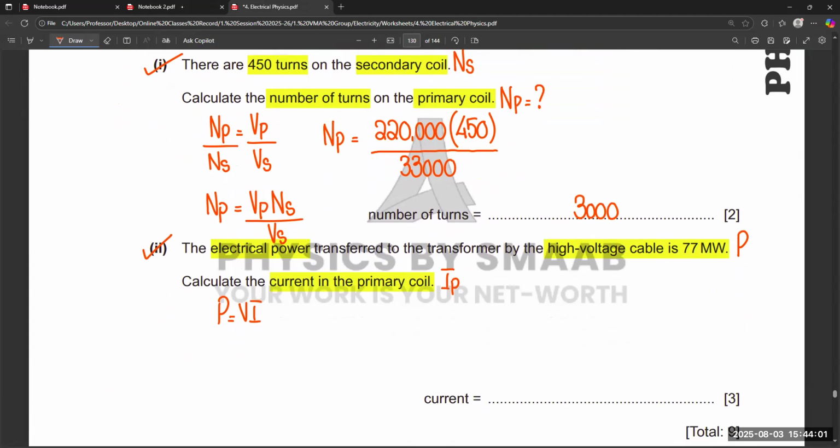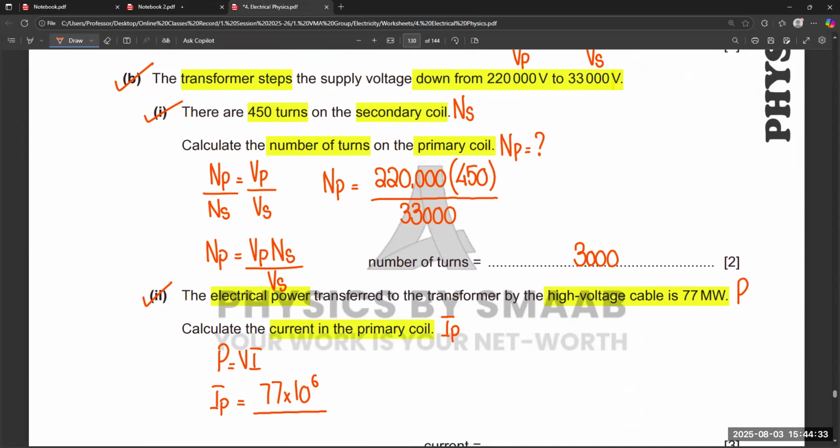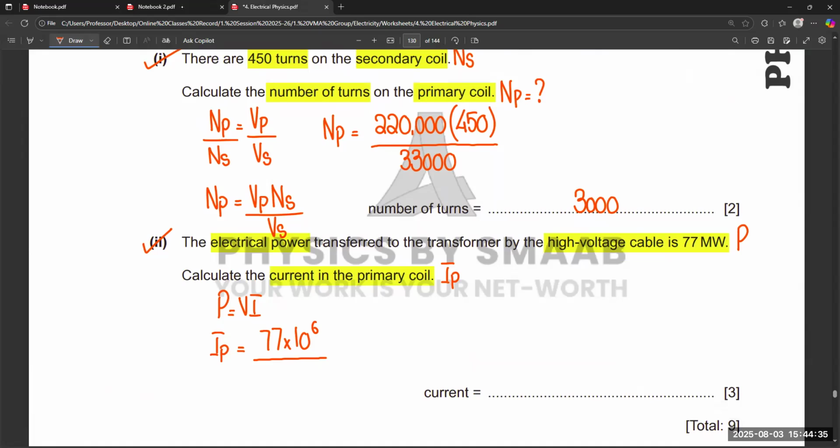the electric current. So basically it is mentioned the electrical power transferred to the transformer by high voltage cable is 77 megawatt. So mega means power positive 6. So power is 77 × 10^6 divided by voltage. Voltage of the primary is 220,000.